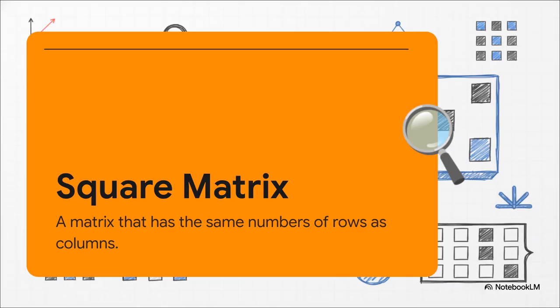Okay, now this next one is a big deal. The square matrix. This is any matrix that has the exact same number of rows as it has columns. Think a 2x2, a 3x3, a 10x10. These guys are super important and have all sorts of special properties. In fact, they're so special, they've got their own little family of unique variations.